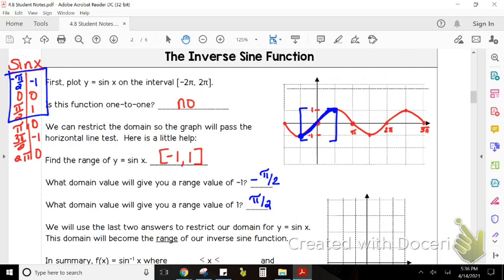So if I'm going to restrict the domain to those values, what is going to be the domain and range of my inverse? Now remember, with the inverse, we always switch the x and y's. So doing that, my x's would become negative 1, 0, 1, and my y's are negative pi over 2, 0, and pi over 2. And so that's going to be the table that we're going to use for our inverse sine.